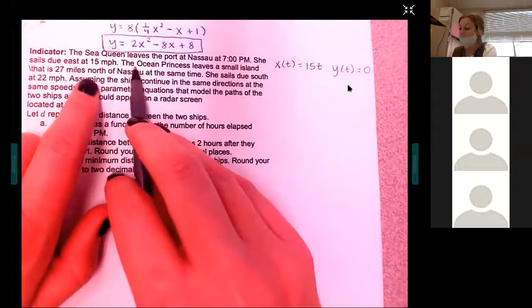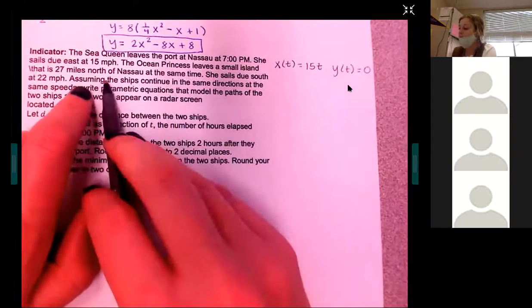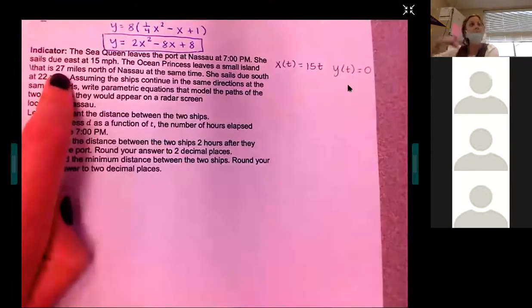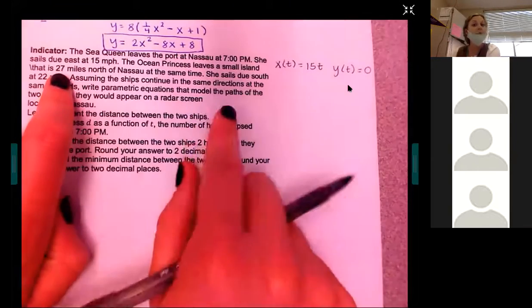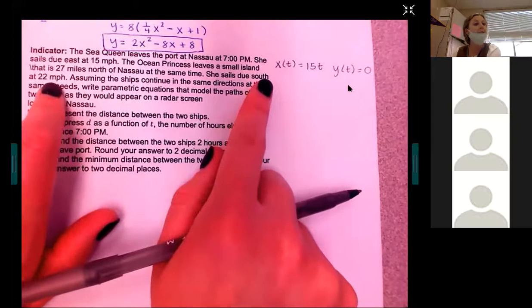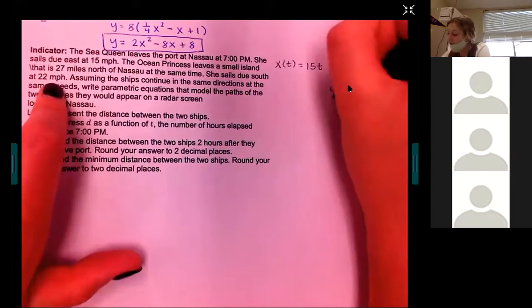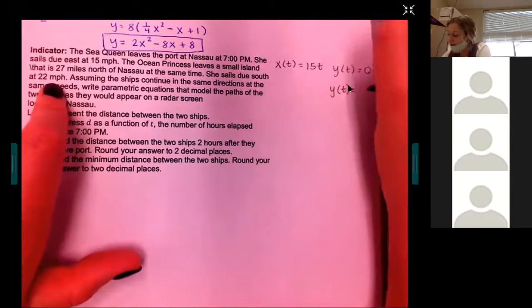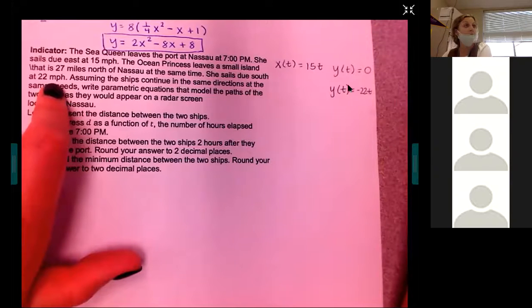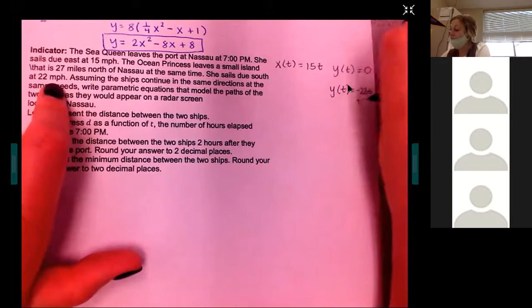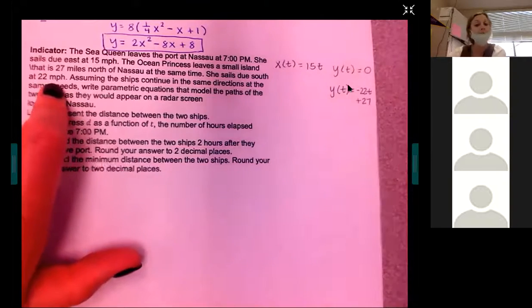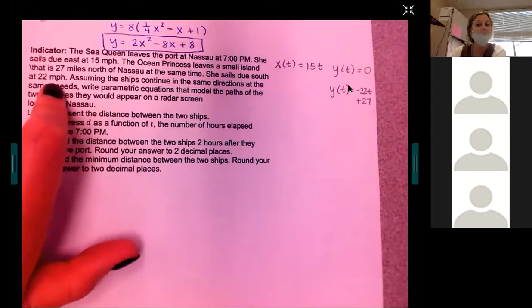All right. Look at the next one. There's going to be one similar to this on your test. The second ship leaves 27 miles north of the first one, so we added 27. And it's heading south, which means it should be what kind of number? Negative. And if it's heading south, did y'all agree? I believe we did yesterday. It should be the vertical position since it's going south. So that was negative 22t plus 27. If you have no idea what I'm talking about, you need to go watch that notes video from yesterday.